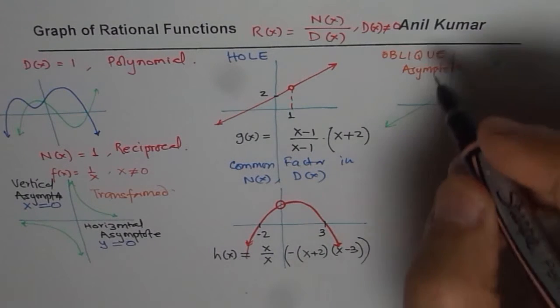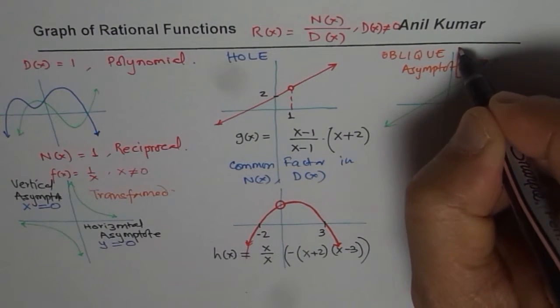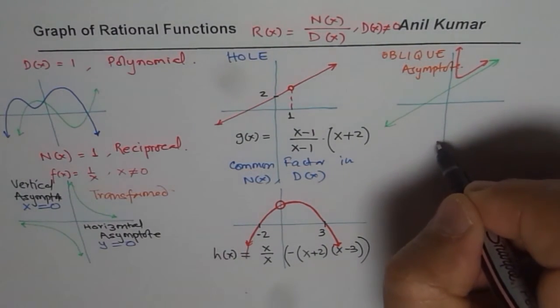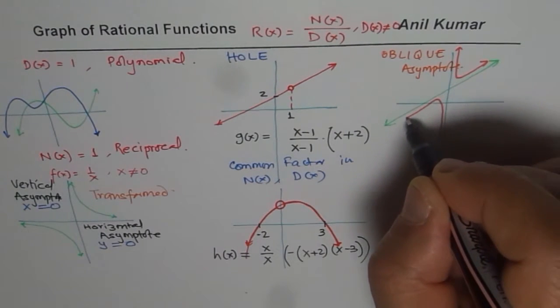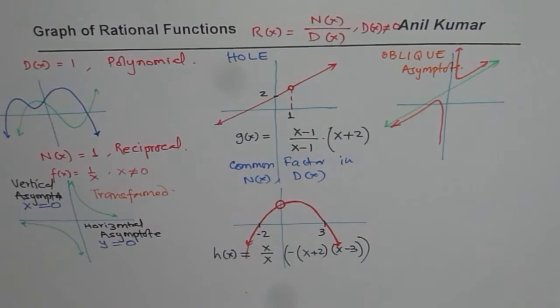So the graph of such a function could be kind of like this. For example, it's just trying to approach it, right? And we have a vertical asymptote along this side, correct? So it could be like this. It could be like this also, right? So a graph very different from what you have seen so far. So those are also the graphs of your rational functions.